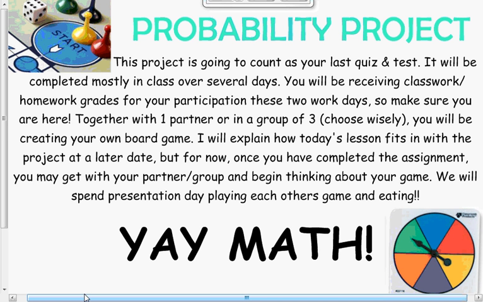You can choose either 1 partner, or you can get in a group of 3. I do suggest that you choose wisely, okay? Your friends might not be the best people for you to do this with. Like I said, it's a big grade, okay? You've got to choose people that you're going to produce a really good product with.